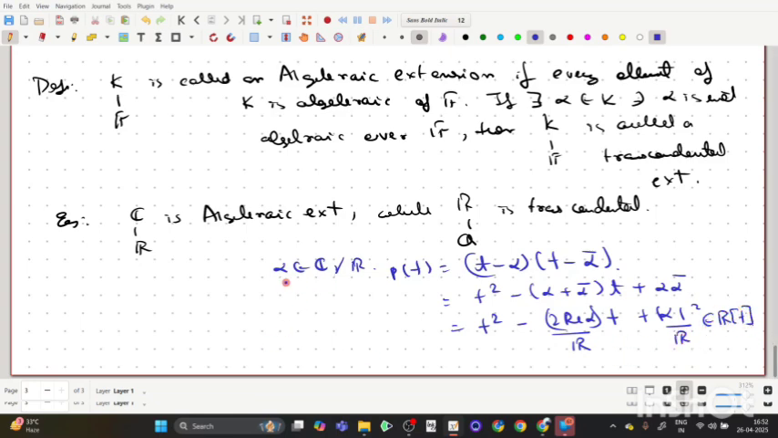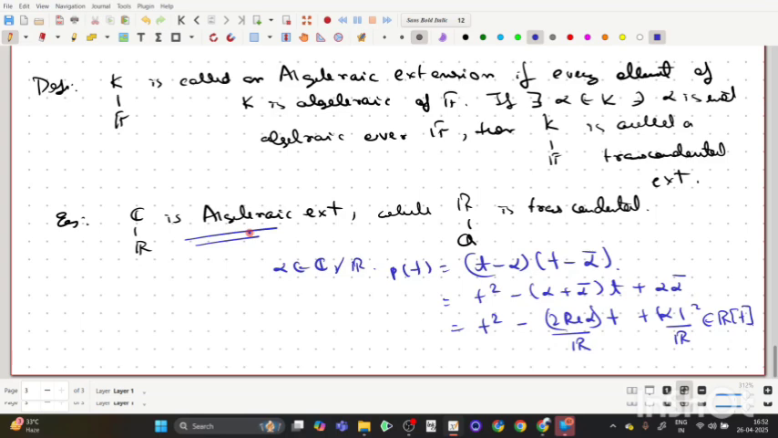Therefore, what do I conclude? That any element outside R in C is algebraic over R, and any element in R will automatically be algebraic over R. So this proves that C over R is an algebraic extension, right? While R over Q is a transcendental extension from the existence of pi. That's quite obvious to observe. Is it clear?